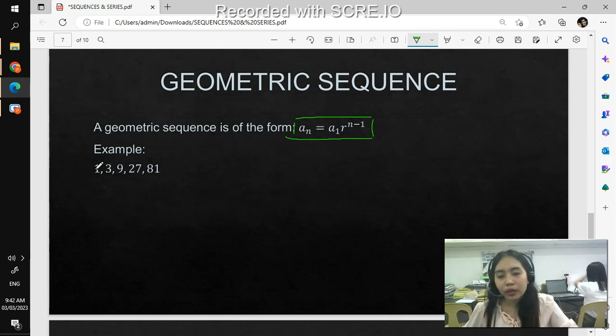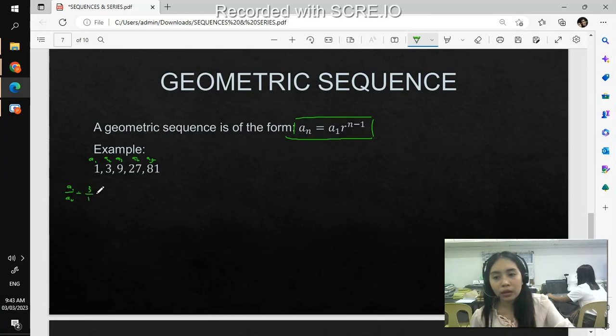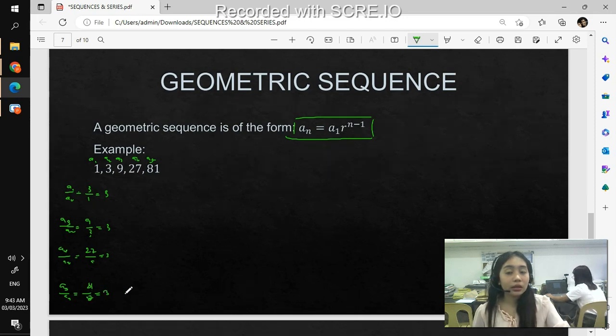Okay, so let's check. You have the sequence 1, 3, 9, 27, and 81. So let's identify the first term, the second term, the third term, the fourth term, and the fifth term. To get the ratio, we divide the term by its preceding term. You have a sub 2 over a sub 1, that's 3 divided by 1, which gives us 3. Next, a sub 3 divided by a sub 2 gives us 9 divided by 3, which is 3. Next, a sub 4 divided by a sub 3 gives us 27 divided by 9, which is 3. Next, a sub 5 divided by a sub 4 is 81 divided by 27, which is still 3. Now we have the same ratio, therefore it's verified that the sequence is geometric.